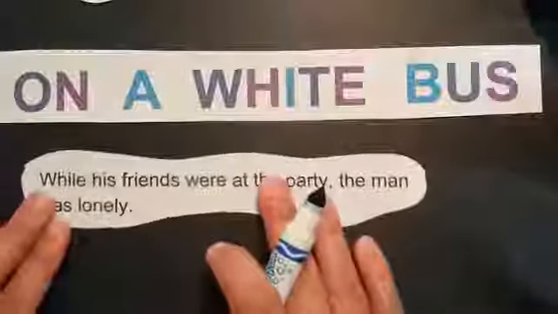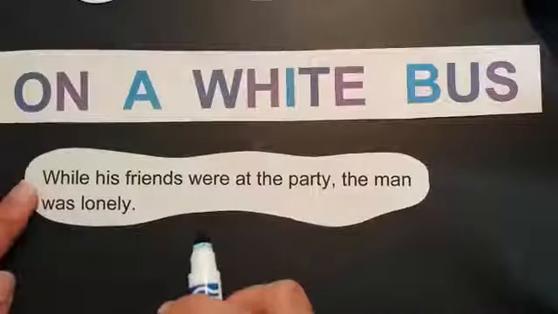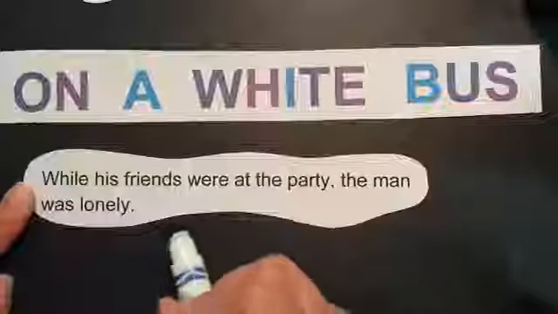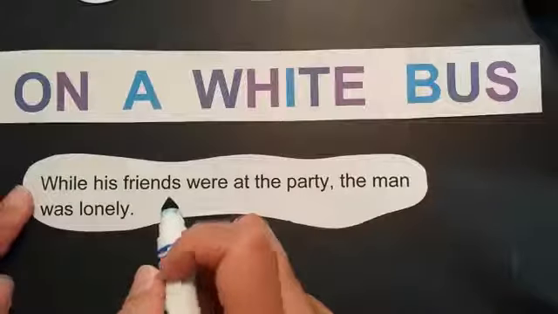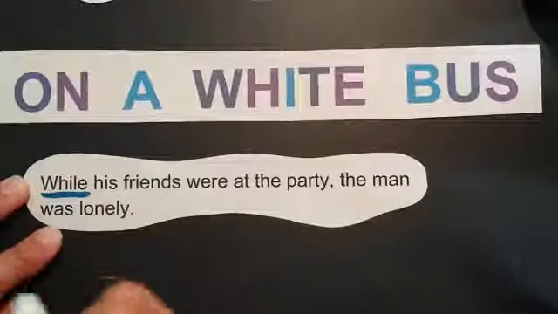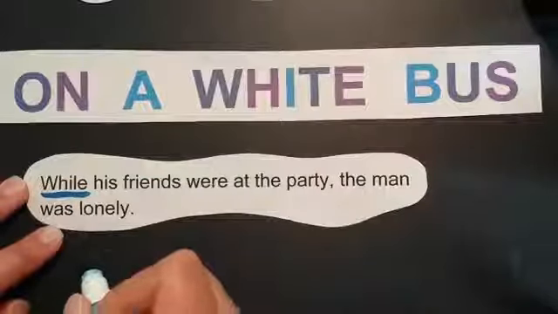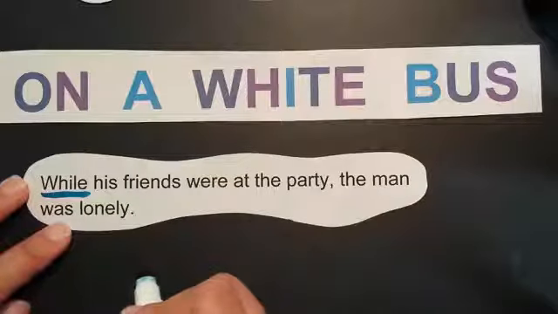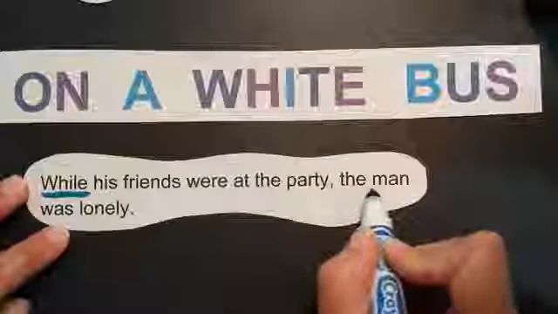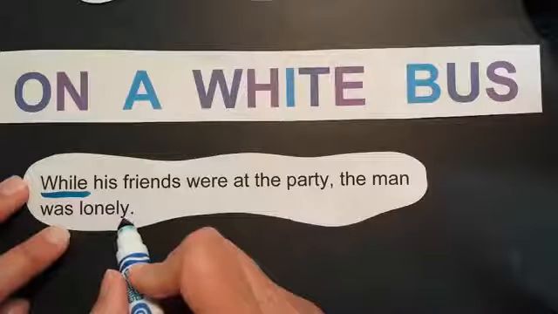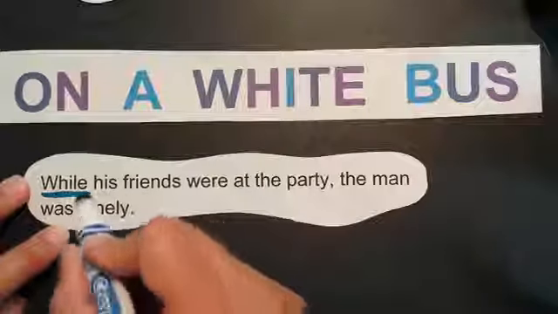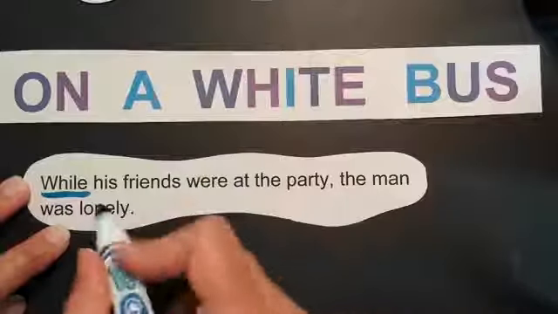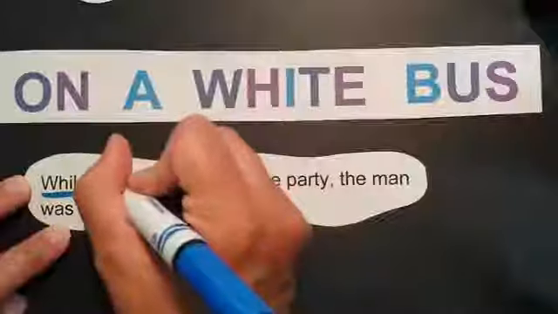One more. While his friends were at the party, the man was lonely. I notice right away I have a comma, so I know I've got some clauses. While his friends were at the party. Well, that obviously cannot be a sentence on its own. There's my subordinating conjunction. The W in A White Bus, one of the ones anyway. And then the last part of this, the man was lonely, that's an independent clause. So this comma is separating my subordinate clause and my independent clause. And there's my subordinating conjunction.